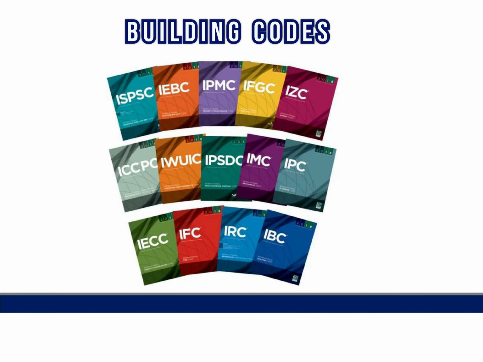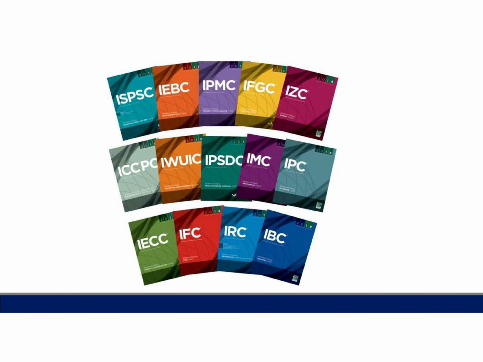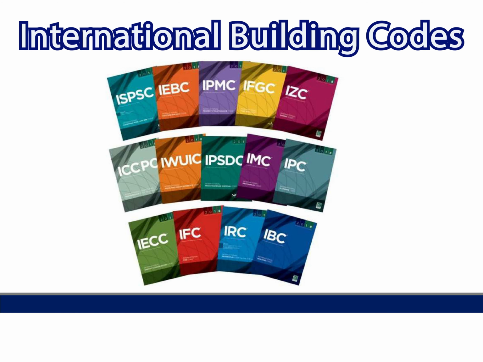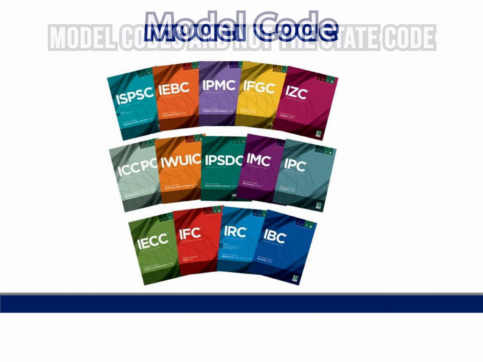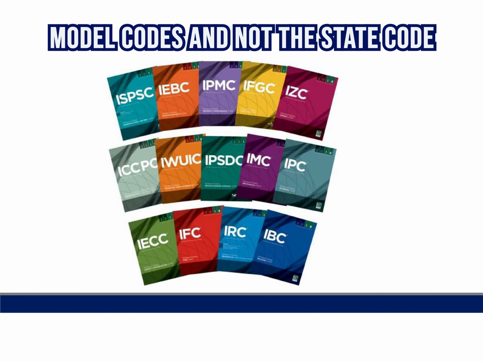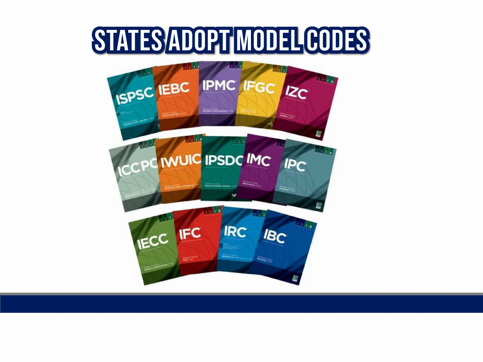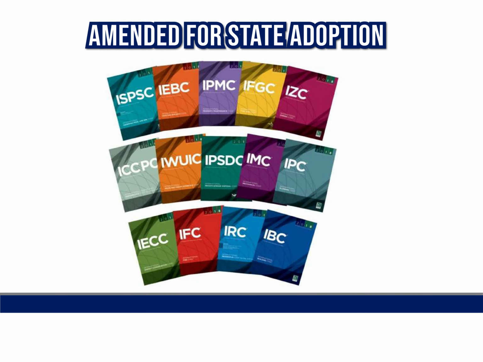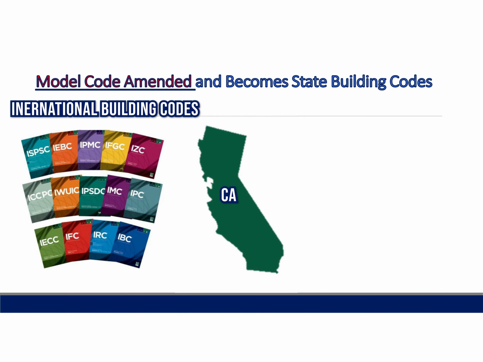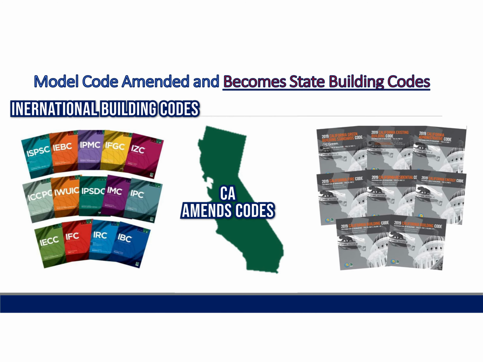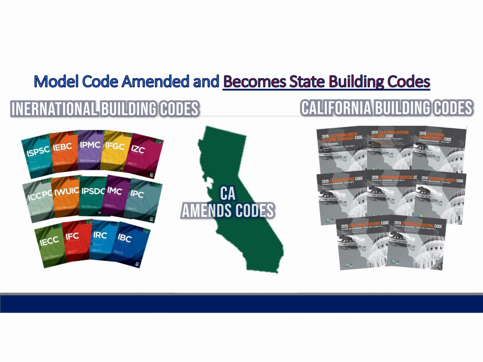Here's an example of building codes that are adopted by most all states, the international codes. As an aspiring building inspector, you should become familiar with the codes adopted by your state. Many states adopt these codes as their model code, which means that these codes are not necessarily the final enforcement document. What oftentimes happens is that states adopt a set of model codes. Then those model codes are amended, as in the example of California. California adopts the model codes and amends them, and they become the state building codes.